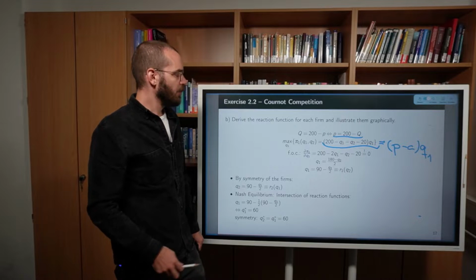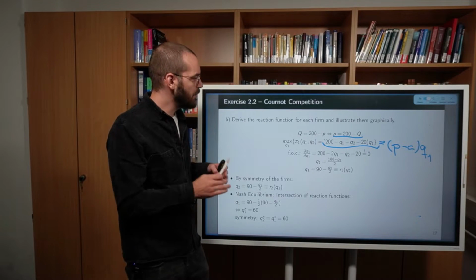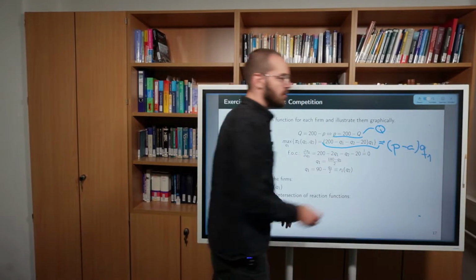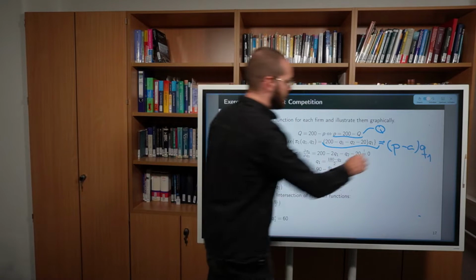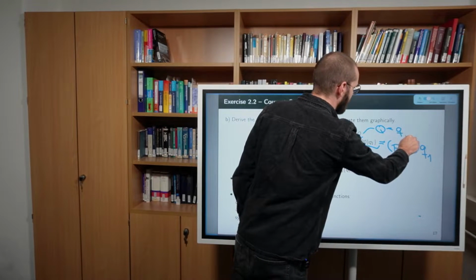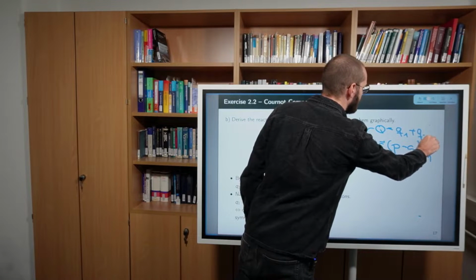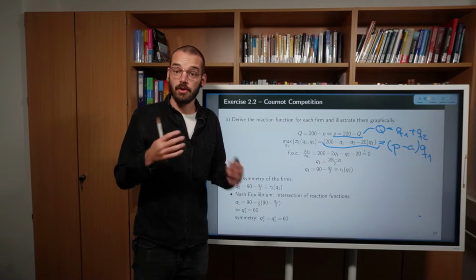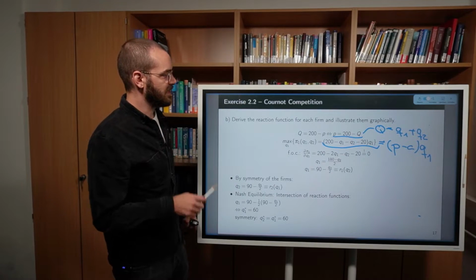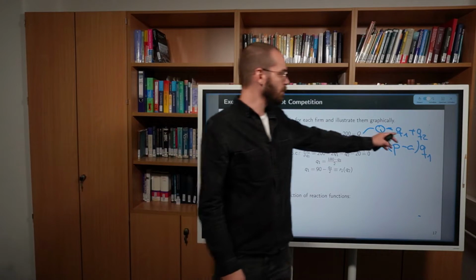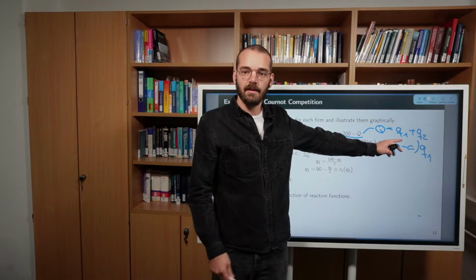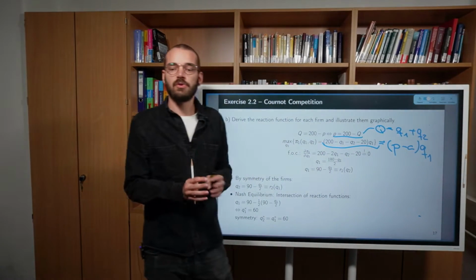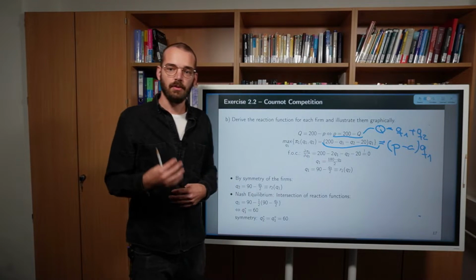What we will have to keep in mind in this step is, of course, that Q, the total market quantity, is calculated as the sum of all individually produced quantities. So Q, the uppercase Q, the total market quantity, is calculated as the sum of the individually produced quantity Q_i of firm i, or in this case firm 1, plus the individually produced quantity of firm 2, namely Q_2.